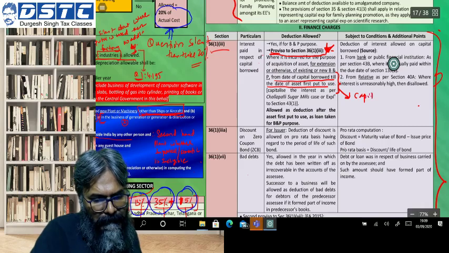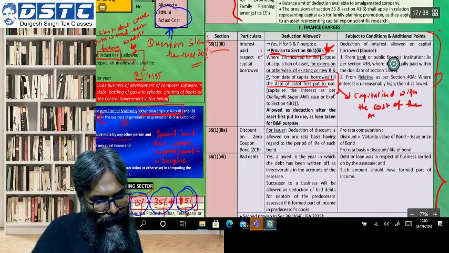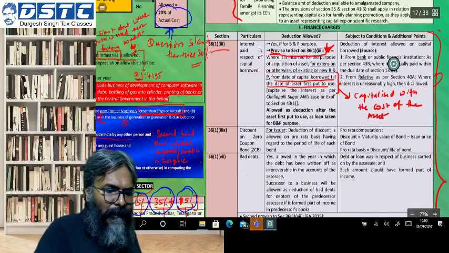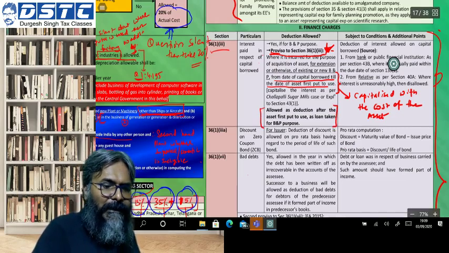Capitalized with the cost of the asset. And what about this one? Allowed as deduction after the asset is first put to use.